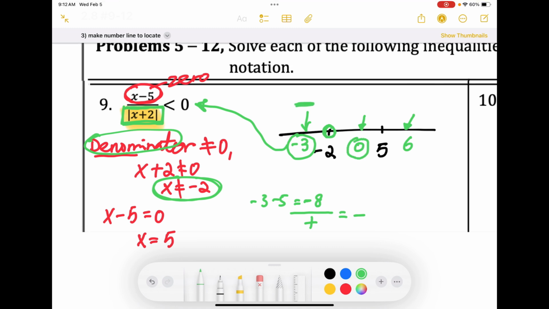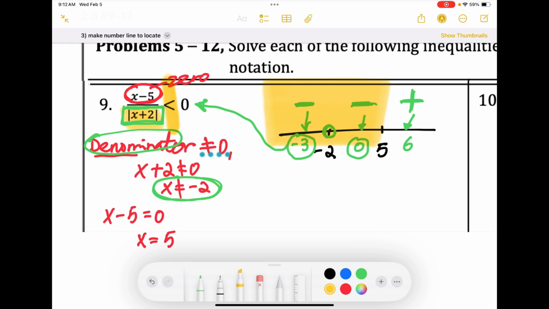Continue, if I check 0, as you can see here, 0 minus 5 gives me a negative number. Divided by a positive denominator, the final answer is still negative. 6 minus 5 is positive, so I got positive over positive, so the final answer will be positive. So this is what we mentioned: when there is a picture, the answer is in the picture. Now, the inequality wants us to figure out less than. Less than means I'm going to look for the negative part. So where do you see on the number line it's negative? It's from here to here.